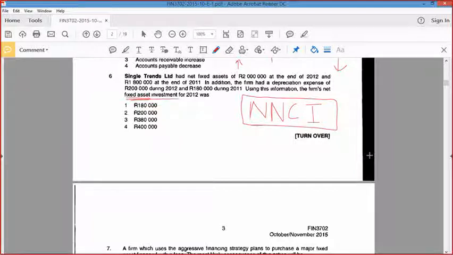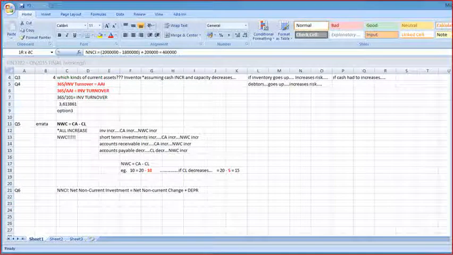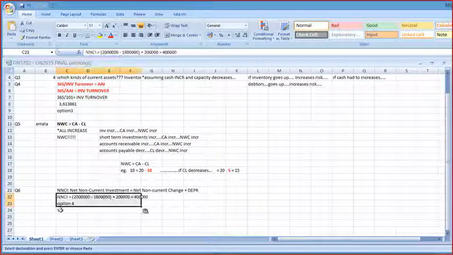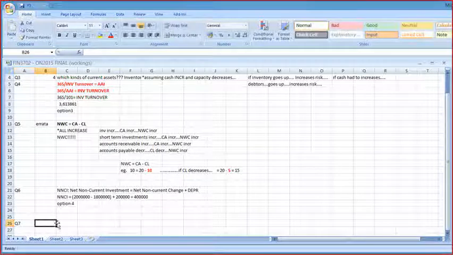What are you going to do, Melanie? Give me the working. I took 2 million. Good. And you subtract the 1.8. Okay, so 2 million minus 1.8 gives you? It will be 200,000. Yes, and then? And you add the 200,000 because they're asking you for the 2012 investment. Am I right? Yes. Okay, so you add back the 200,000 for the depreciation. And you land up with 400, option 4. Okay. Good. So not so bad there. You just have to identify the correct figures, then substitute and solve.